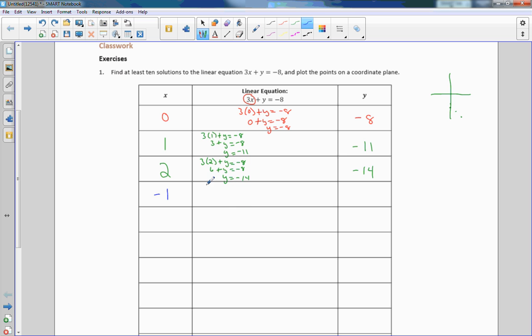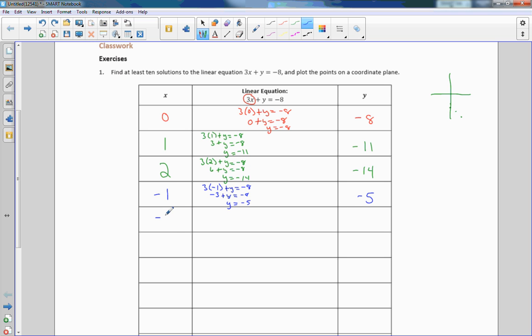Negative 1. So then 3 times negative 1 plus y equals negative 8. So positive 3 times a negative 1 is negative 3 plus y equals negative 8. Now what's going to happen here is we're going to add 3 to both sides. So when I add 3 to negative 8, I get negative 5. So I'm moving up. So that's the point negative 1, negative 5, actually, if you want to call it a point.